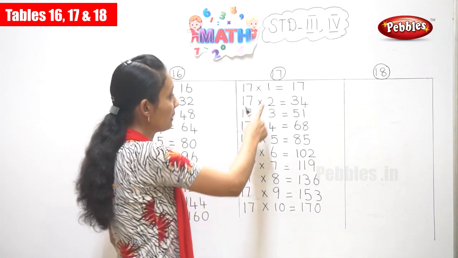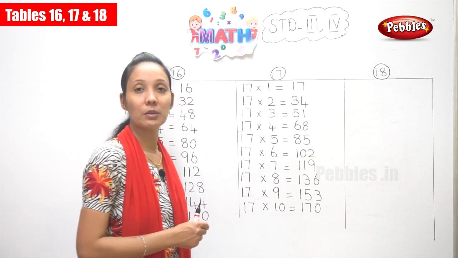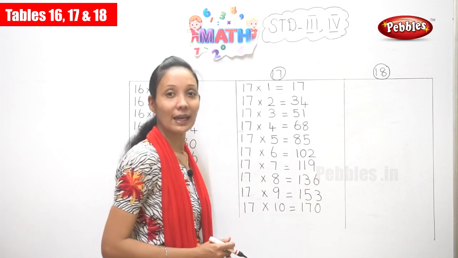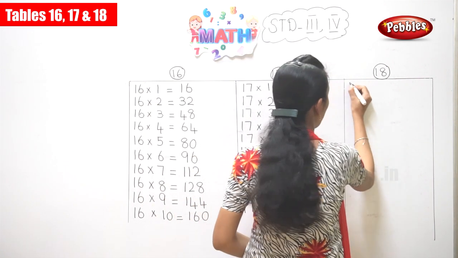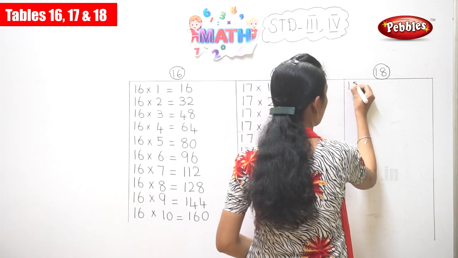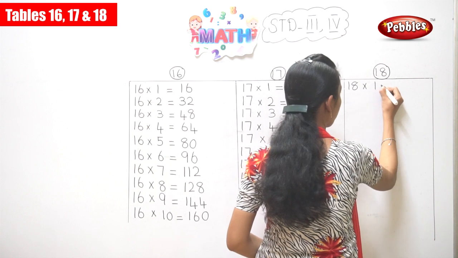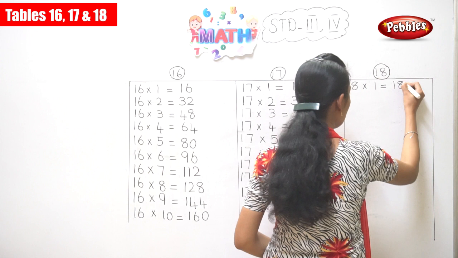അപ്പോൾ ഇതാണ് 17ൻ്റെ ഗുണിതൽ ടേബിൾ. Okay, this is the multiplication table of 17. Now next we will go to the multiplication table of 18. 18 into 1 is equal to 18.